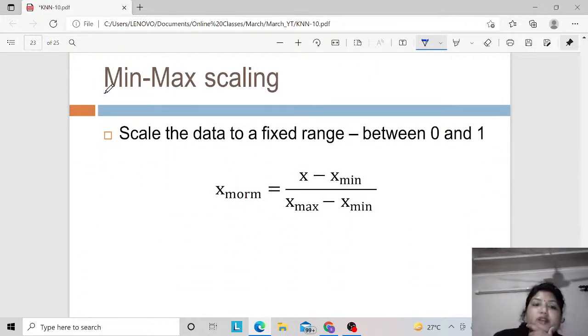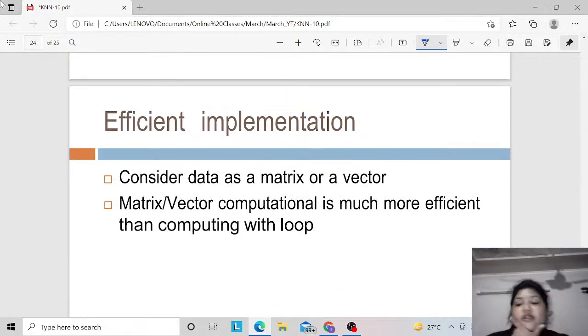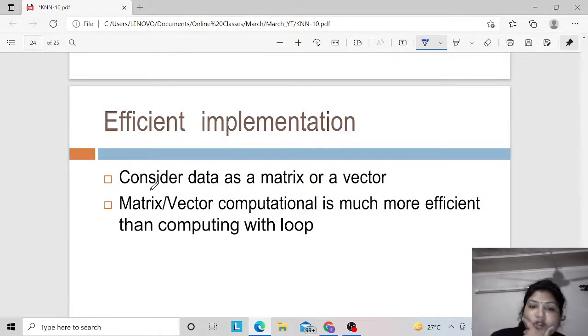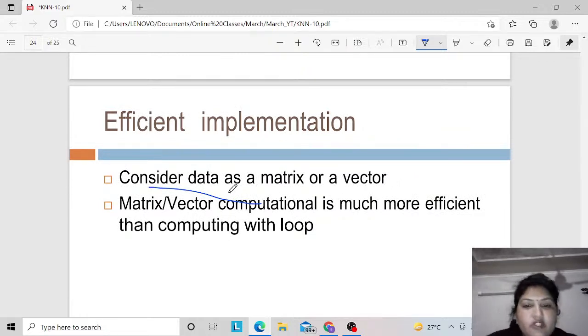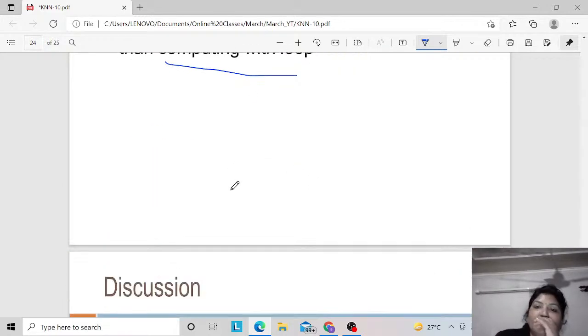Now let us move to the next part, minimum and maximum scaling. Scale the data to a fixed range, and we know that the range is between 0 and 1. To find it, you take x minus x minimum, and x maximum minus x minimum. So you take the difference between both of them and then you normalize it, right? Now let us see efficient implementation. Consider data as a matrix or a vector. Vector computation is much more efficient than computing with a loop. So rather than using a looping concept, you may use vector computation, right?